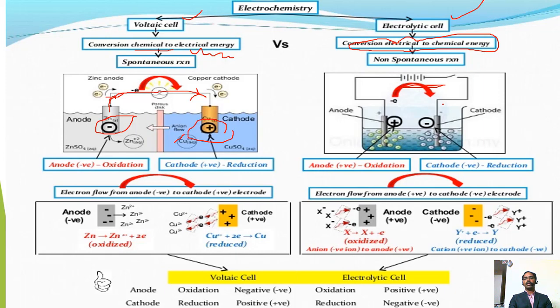Next, in case of electrolytic cell, the battery is important here. The battery's negative terminal attached electrode is negative charge, that is cathode. Positive terminal attached electrode is positive charge, that is anode. At anode, oxidation reaction, at cathode, reduction reaction. This is common in both cells.